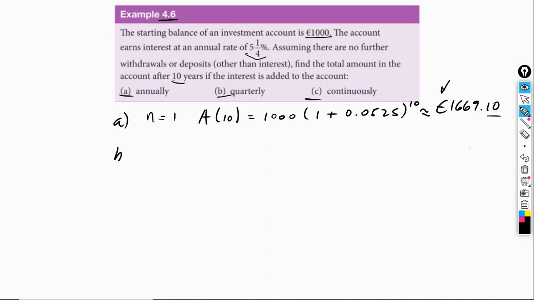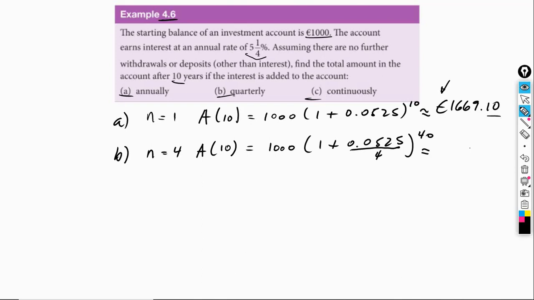For B, it says quarterly. That's where n equals 4. So in this case, A of 10 will equal 1,000 times 1 plus 0.0525 divided by 4, and this to the power of 40. If you plug that into the calculator, you're going to get that it is approximately 1,684.70 euros.